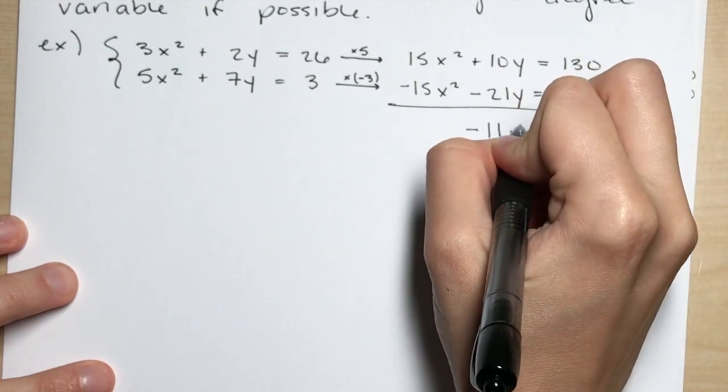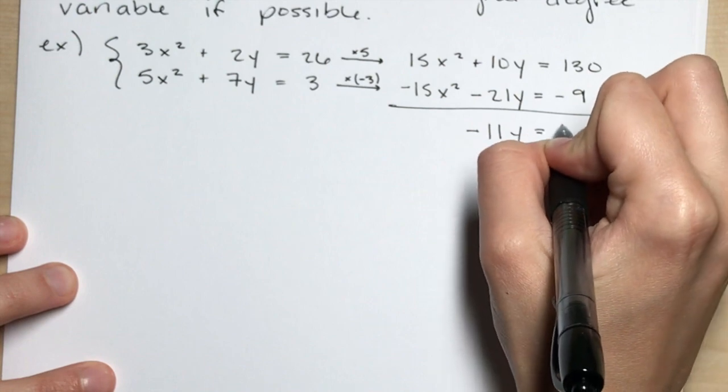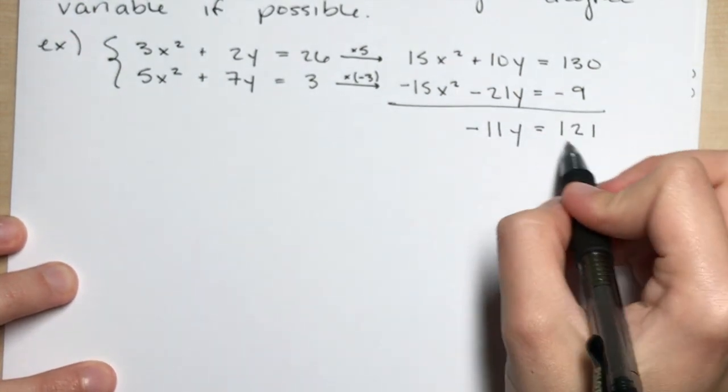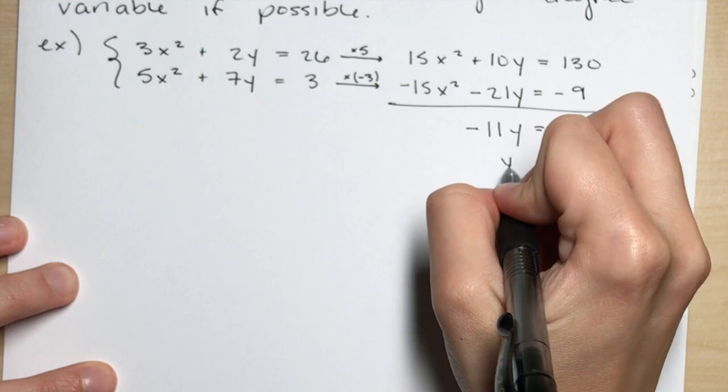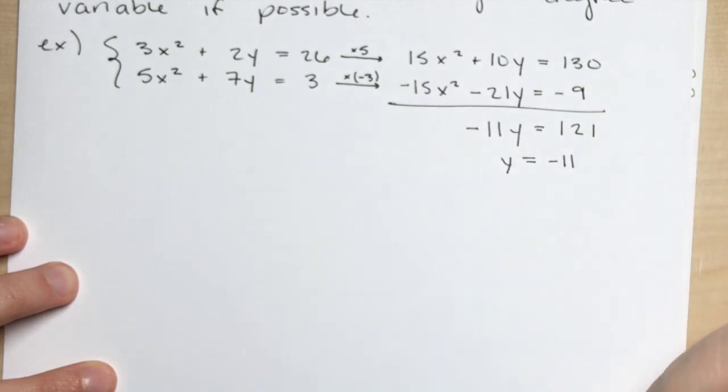negative 11y, and 121. 121 divided by negative 11 gives me negative 11.